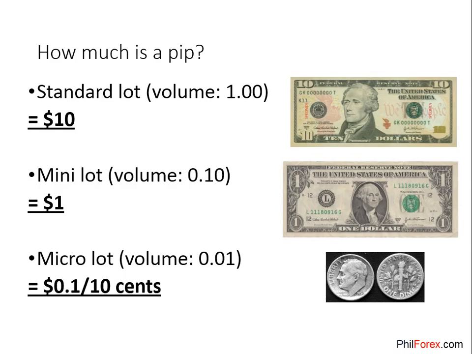So you can always change how much your pip value is, and this is basically where we manage our risk. Because whenever we control how much a pip is, we can always control how much we can potentially earn and how much we can risk. So this is very valuable. We always have to check how much our pips are.